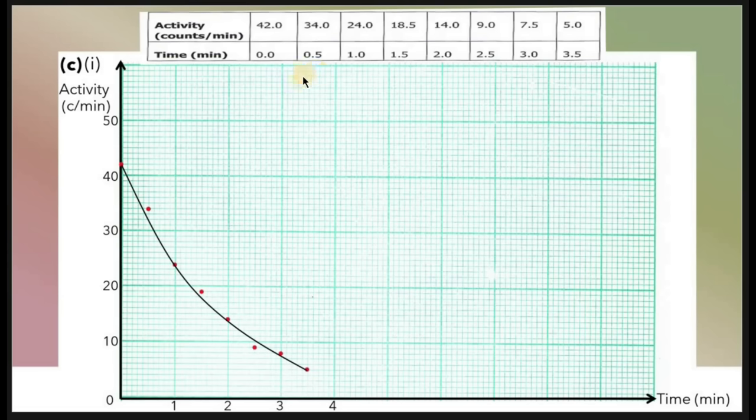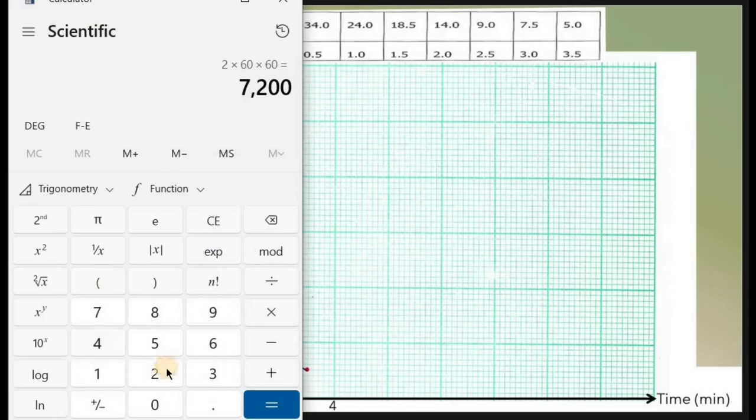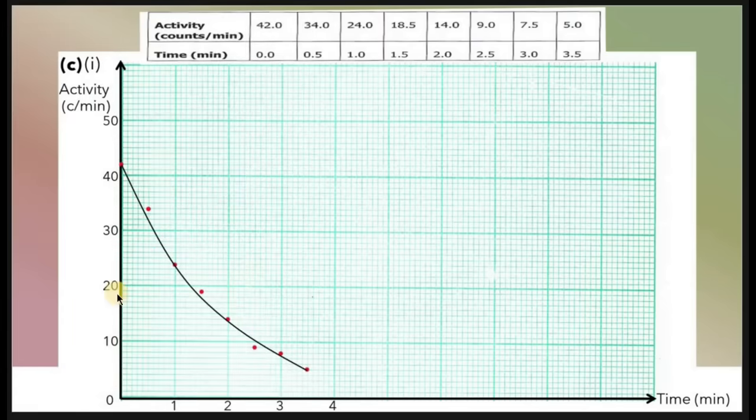So half-life is gotten by taking the original activity here. The original activity is 42, you halve it, which will be 21. So you come on this side where activity is, you come up to 21. This is 20, 21 is here. You draw a line which touches the curve. At the point at which it touches the curve, you go down. Where you go down, you read. So if this is 1, 1.1, 1.2, meaning your half-life here is 1.2 minutes.